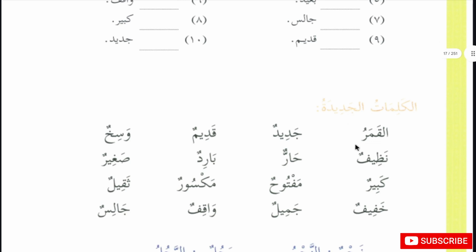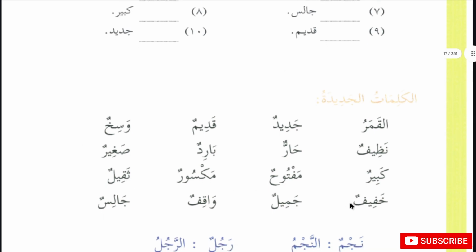Al-kalimatul jadida. Al-qamar, the moon. Jadid, new. Qadim, old. Wasikh, dirty. Nadif, clean. Har, hot. Barid, cold. Saghir, small. Kabir, big. Maftuh, open. Maksur, broken. Thaqil, heavy. Khafif, light. Jamil, beautiful. Waqif, standing. Jalis, sitting. The one who is sitting and the one who is standing. Waqif.